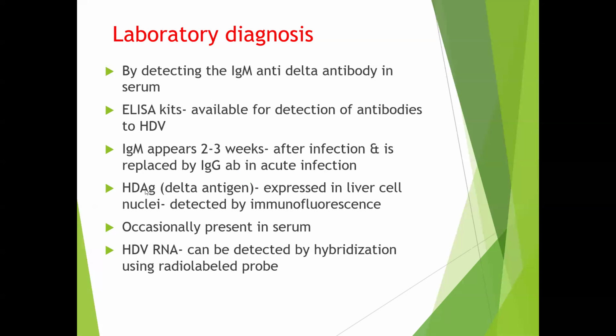Hepatitis D antigen, that means delta antigen, HDAg, is expressed in the liver cell nuclei, and this HDAg can be detected by the immunofluorescence technique. It is occasionally present in the serum. And next, HDV RNA, hepatitis D virus RNA. This RNA can be detected by hybridization technique, which means by using a radio labeled probe.